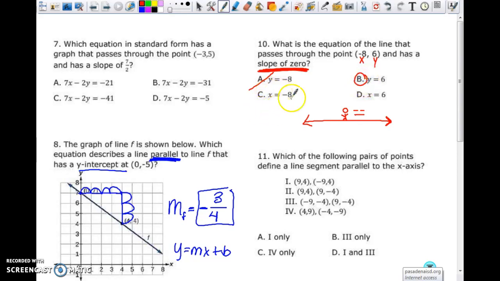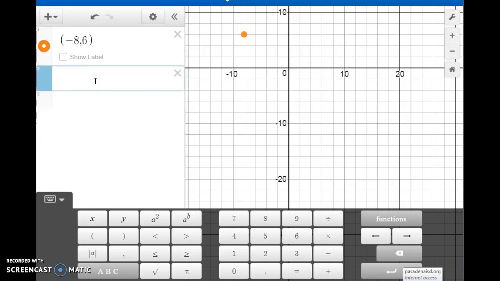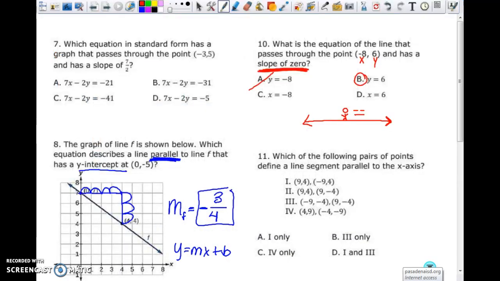Now, let's check C and D so you can know what these equations look like. So if I did C, x equals -8. Yes, it contains the point, but that was not a slope of 0. This is a vertical line. Remember, my little guy would be falling off. This is a vertical line, undefined slope.